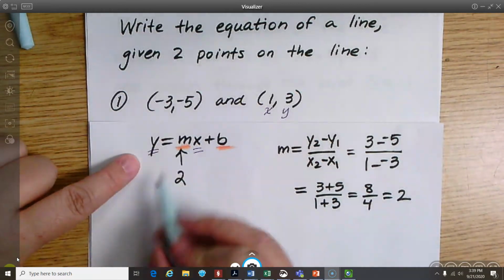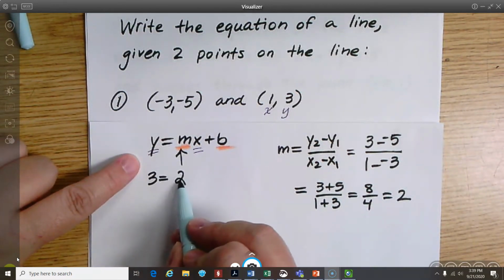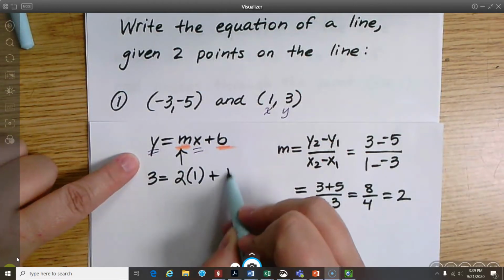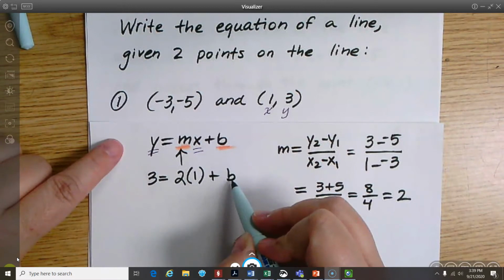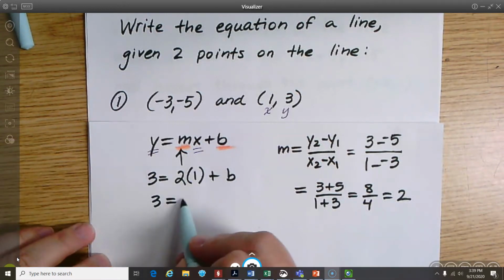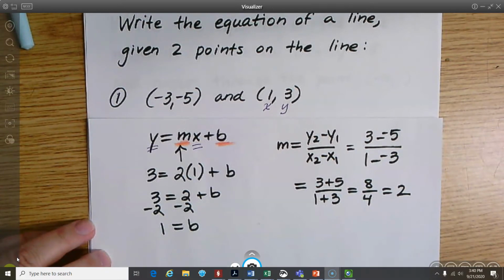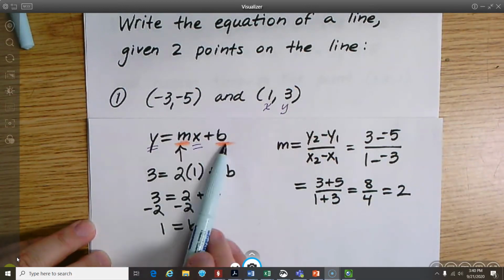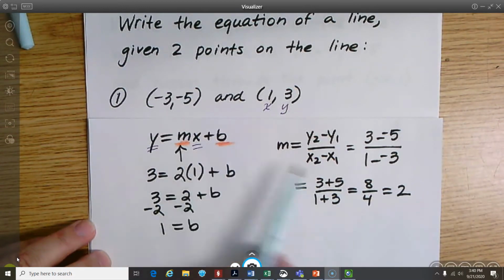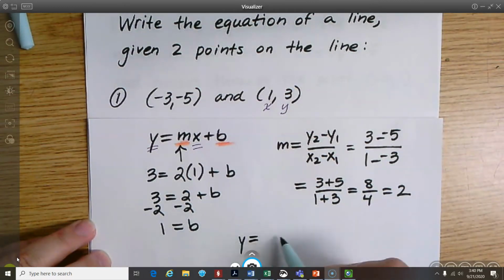So y goes here, so that's 3 equals, we already had the 2, times x, so that's times 1 plus b. This is a b, not a 6. All right, so 3 equals 2 plus b. Once you have nothing but b, the only variable left, you can solve for b very easily. So b is equal to 1. So we had those little orange underlines. Those are the two things I had to fill in. Here's one of them, this is my m. Here's the other one. So the equation of my line is y equals 2x plus 1.